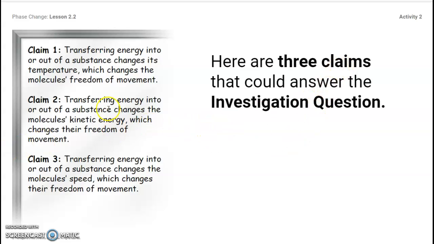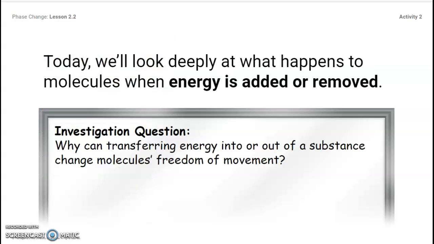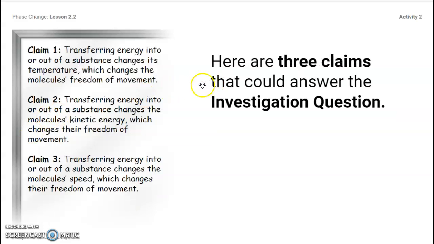Here are the 3 claims that we're going to use our investigation question to help us answer. Transferring energy into or out of a substance changes its temperature, which changes the molecules' freedom of movement. It can change its kinetic energy, which changes the molecules' freedom of movement, or it can change the molecules' speed, which changes their freedom of movement. So focus on those 3 things. It either changes the temperature, the molecules' kinetic energy, or the molecules' speed, and that will change their freedom of movement.